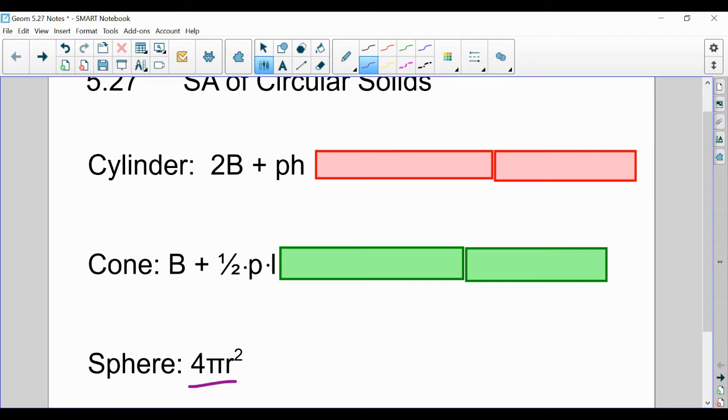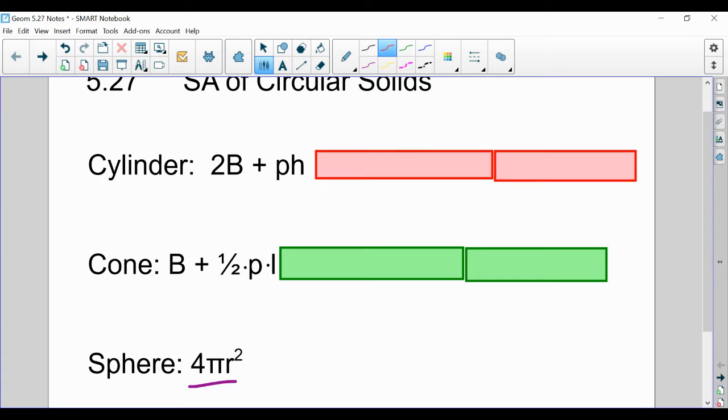We don't have time to go into it today, and I don't think we're going to be able to get to that this year. I might post that later in the week just so you can see it and understand it. But it's not necessary to understand it. Just know that the surface area of a sphere is 4 pi r squared.